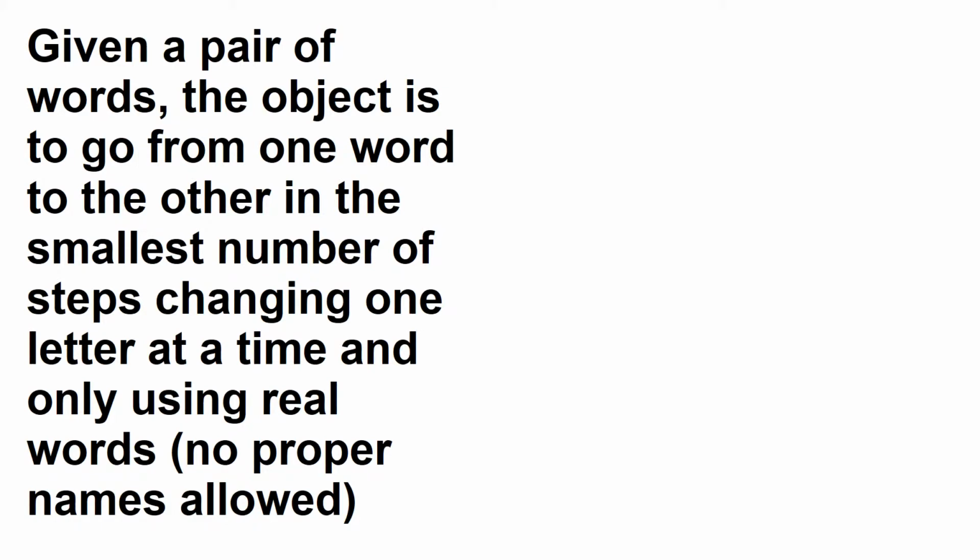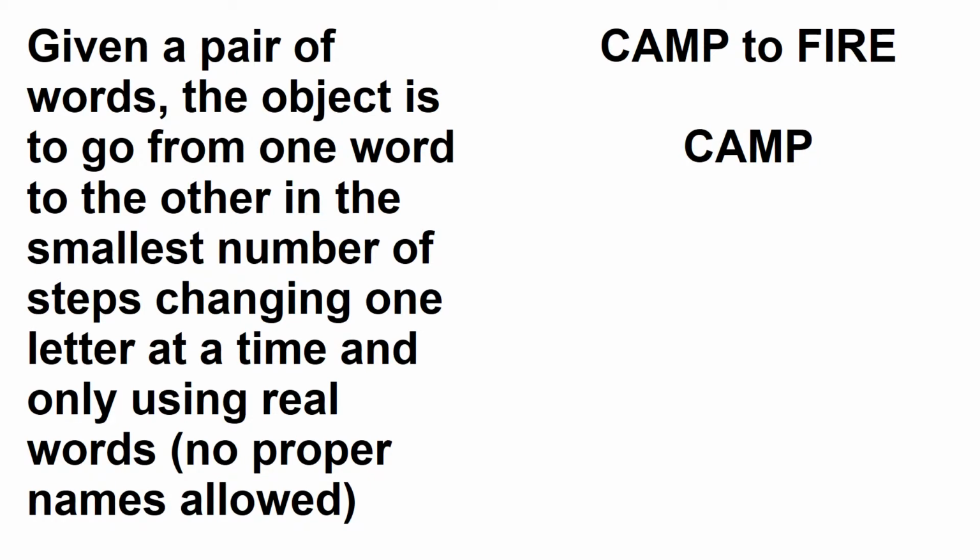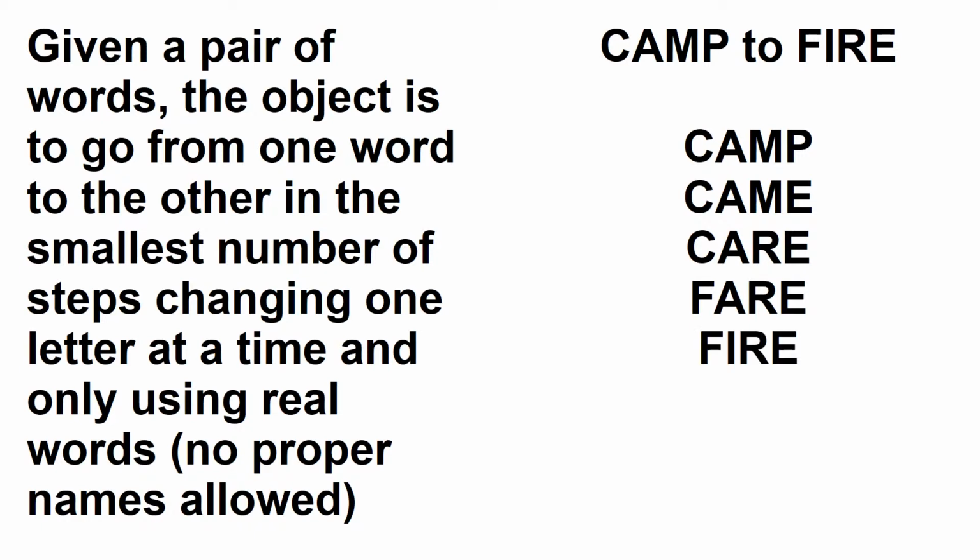Here are the rules. Given a pair of words, the object is to go from one word to the other in the smallest number of steps, changing one letter at a time, and only one letter, and using only real words. And by real words, we also mean no proper names allowed. So, for example, if you wanted to go from camp to fire, you would go camp, change the P into an E, which would make it came, change the M into an R, which would make it care, change the C into an F, which would make it fair, and then the A into an I, which would make it fire, from camp to fire.